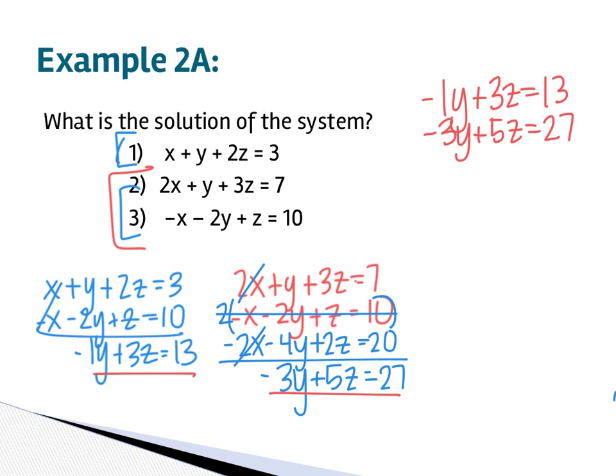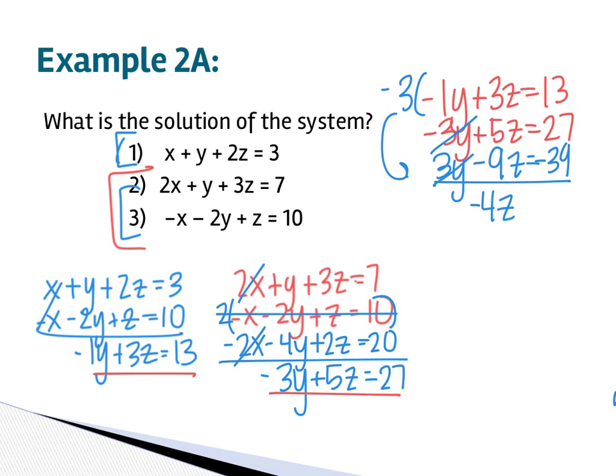If I multiply the top equation by negative 3, I will have opposites. So we're going to write that down here. That's going to be positive 3y minus 9z equals negative 39. And when I combine, I get negative 4z equals negative 12. Divide both sides by negative 4 and you get z equals 3.